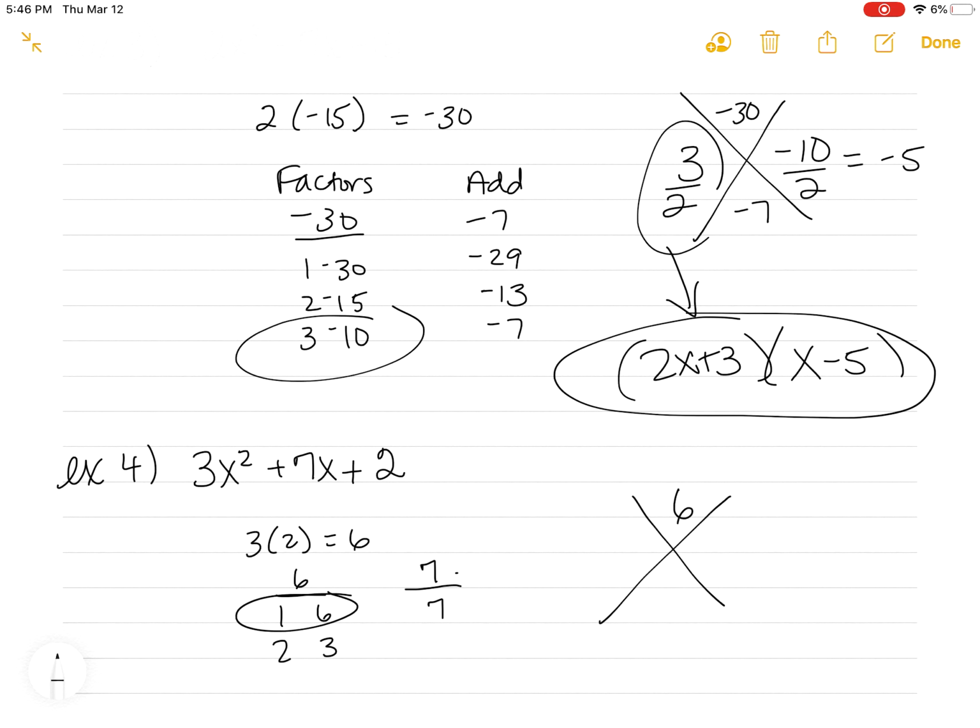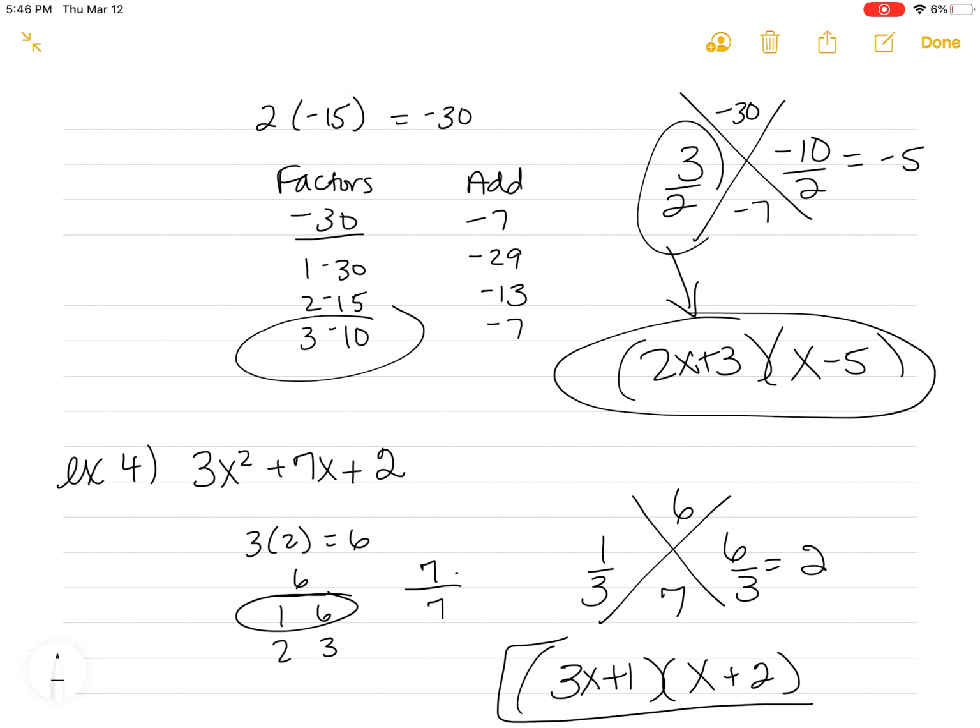So I have 6 in the x, 7 at the bottom. 1, 6, I'm dividing by 3. All right, so it's going to be 3x plus 1 and x plus 2 is your factored form. All right, so those are all the examples.